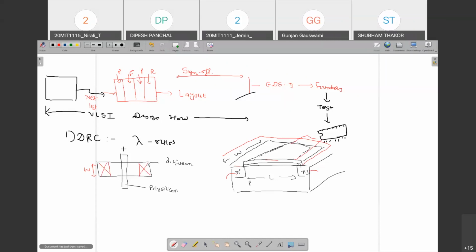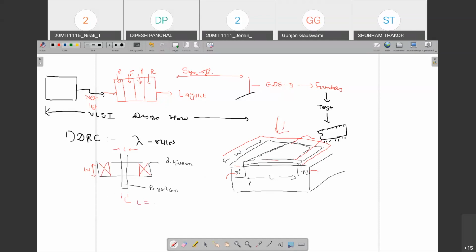So this is my channel length. From the top view, I am looking from the top. Layout, you always have to see from the top. So this is my channel length, this is my width. Now whenever foundry people say that these are the lambda rules, lambda is nothing but a general term.